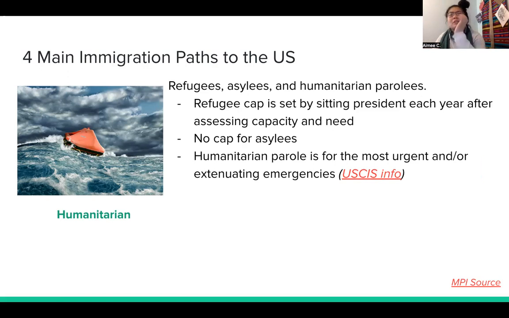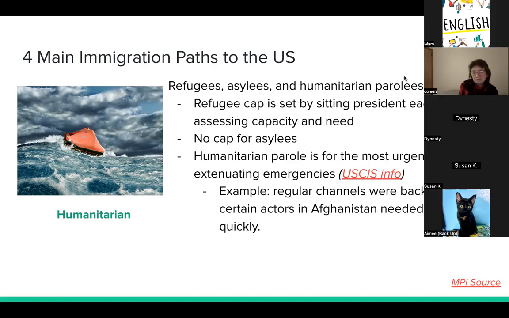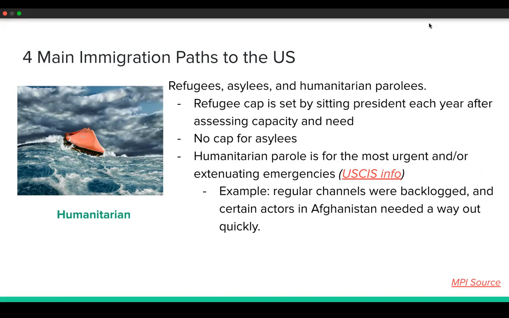And I believe this was used in Afghanistan. So getting our people, or the people who helped us the most, the ones in the most urgent danger, kind of out. That was the legal tool to do that. And the people with law backgrounds can correct me. The example is used because the regular channels were backlogged. I believe this is when COVID was still a thing, and I think that was the big one.